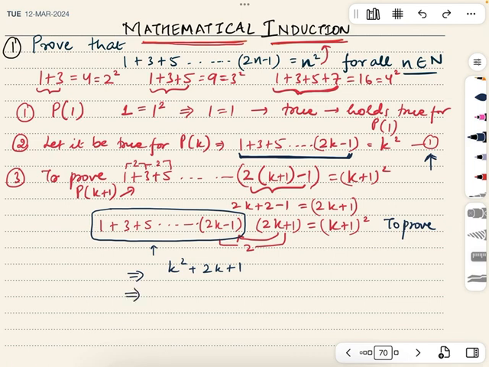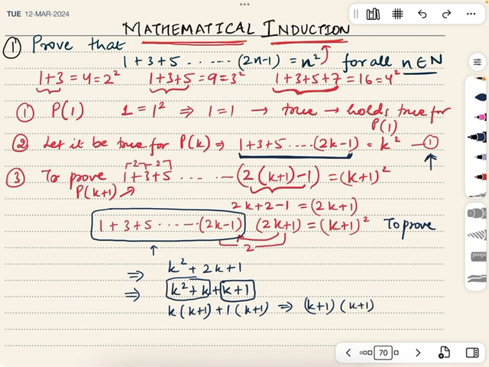Now k square plus 2k plus 1, if we factorize it, will be k square plus k plus k plus 1. From the first two terms, I'll take k common, and from the last two terms, I'm going to take 1 common. So I can further factorize it to (k plus 1) times (k plus 1), which is equal to (k plus 1) square, which is also equal to the right hand side of what we wanted to prove.